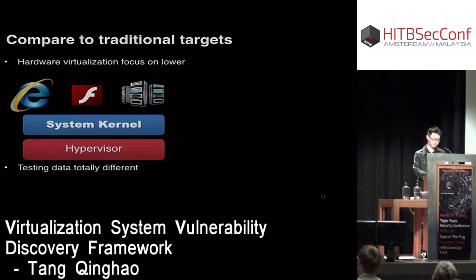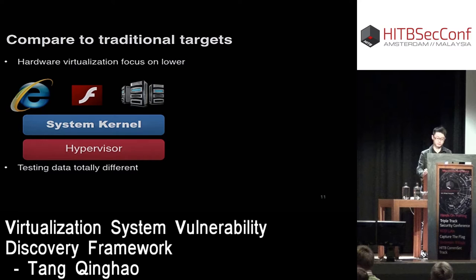Before proceeding further, let me walk through the difference between vulnerability discovery in hardware device simulators and traditional targets. Let me make a comparison to explain it. Normal vulnerability discovery aims at user-level software such as IE, Flash, and Nginx, or driver components in kernel space, while virtualization vulnerability fuzzing mostly targets hardware device simulators with physical device functions, like network card emulators, keyboard emulators, and so on.